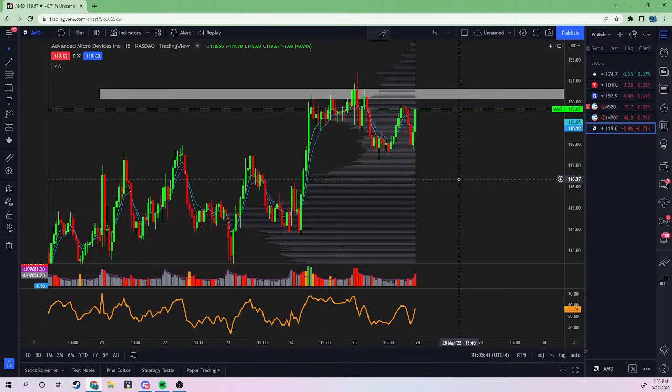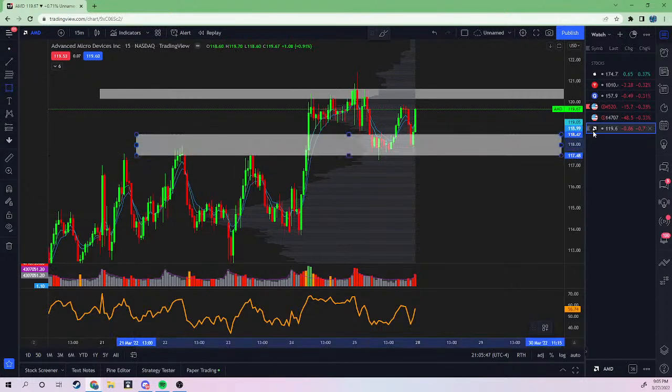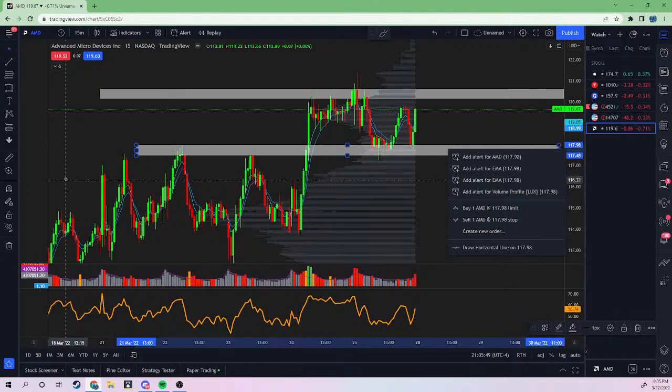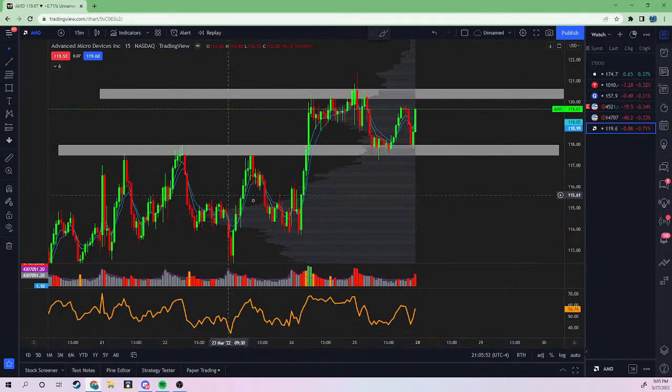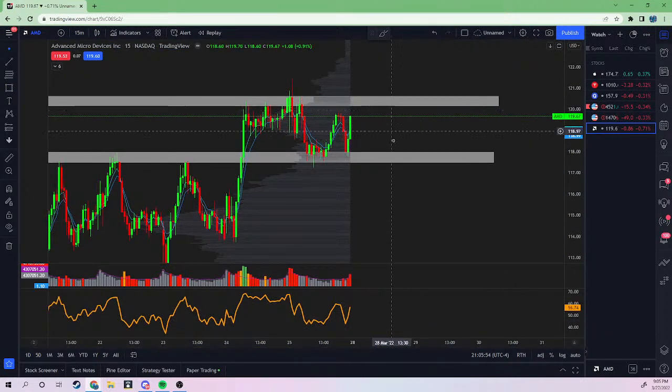I'll probably pick you for $10. You guys can see this demand zone it has here. So you guys can see, I'm literally just going to be playing these zones. It breaks to what side, I'm slapping.